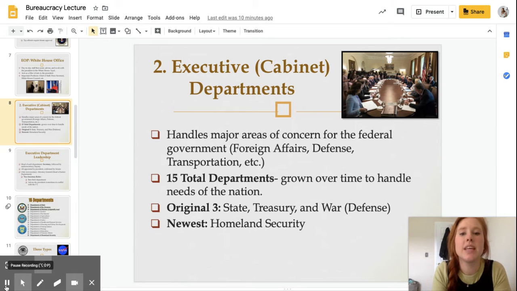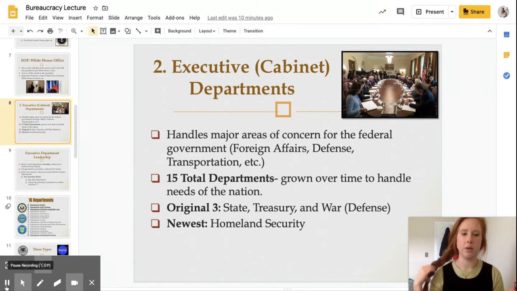And so the executive cabinet departments, those are going to be that list of 15 departments that we add in accordance to the need. So they're going to handle major areas. Think of those like how we think of the committees in Congress and how they get to handle specialized things, but then once they're handed off, they create subcommittees as well.